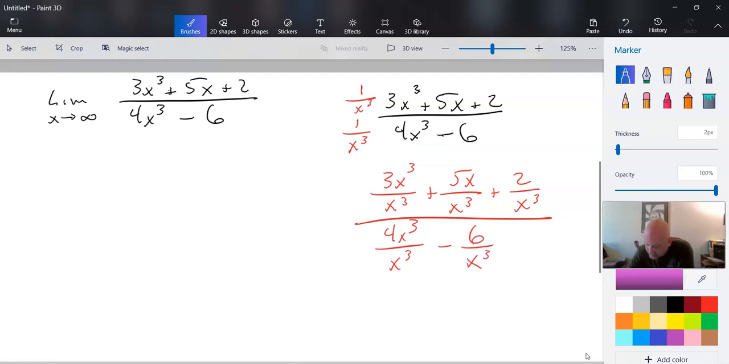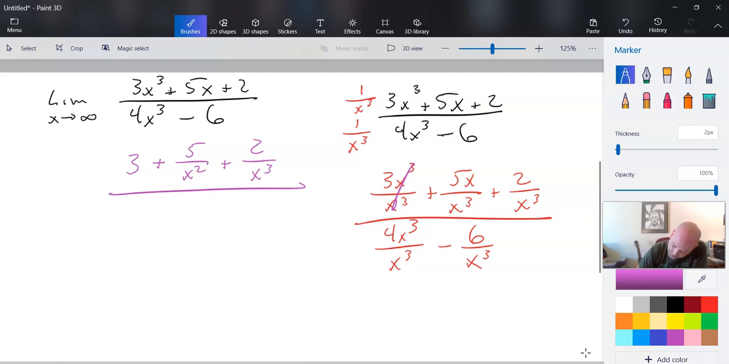Okay, so let's go through and see what we got here. So these will cancel. Yeah, let's just rewrite everything. So that'll cancel and give us a 3. The next term over, one of these x's will cancel, so I have plus 5 over x squared plus 2 over x cubed. And then down here, that gives me a 4 and minus 6 over x cubed. And we're still looking at that limit as x goes to infinity. So let's see what the terms do.